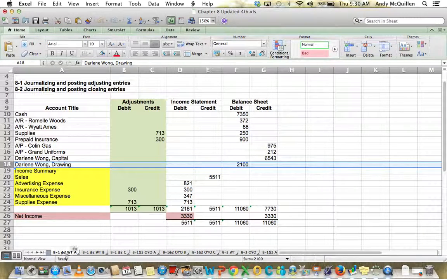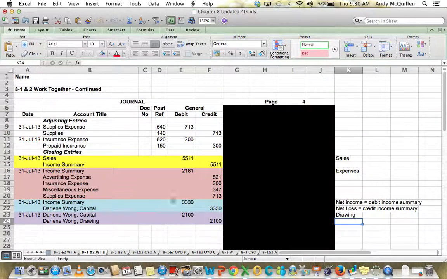8-2, on the other hand, is a little trickier. We are going to be dealing with the yellow accounts, and we are going to close them. Okay, so over here I have done that, and you need to do this in this order, and I've color coded this. We are closing the sales account.